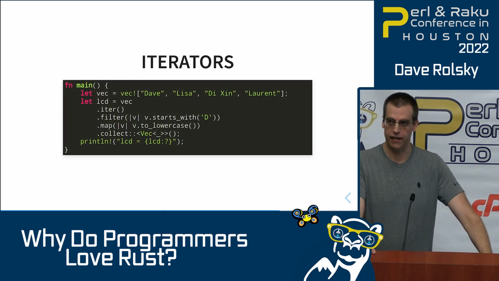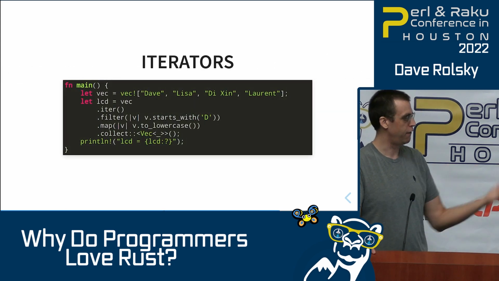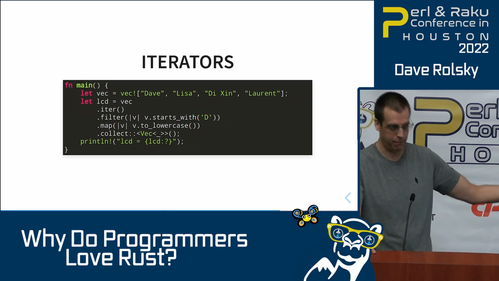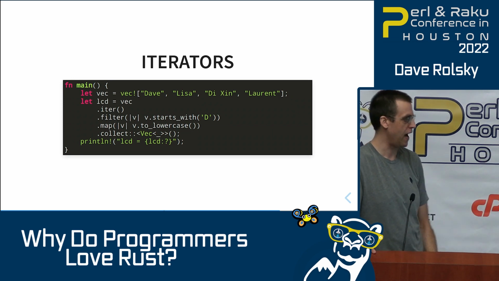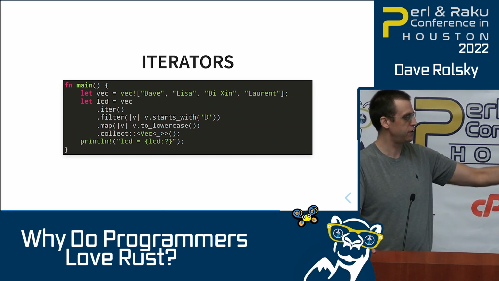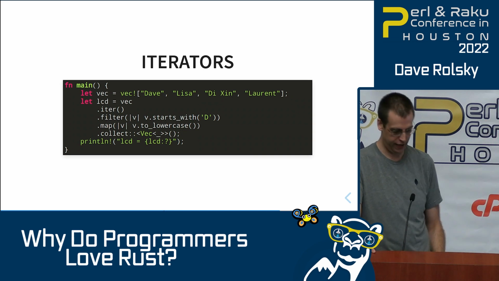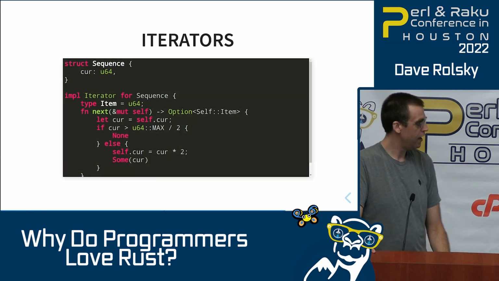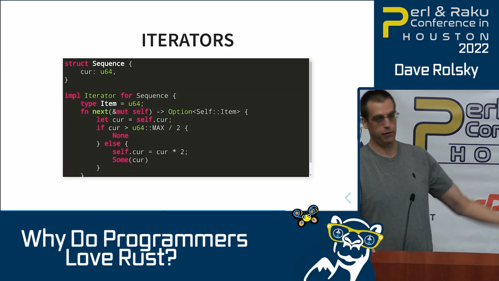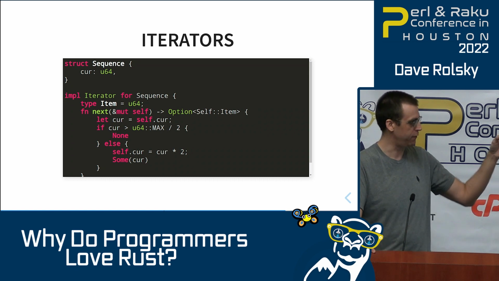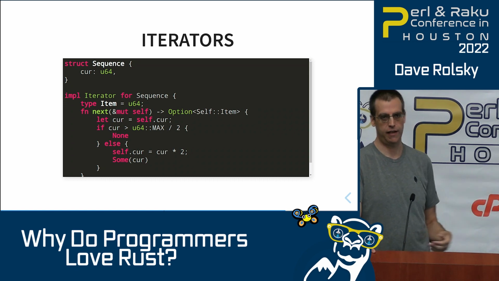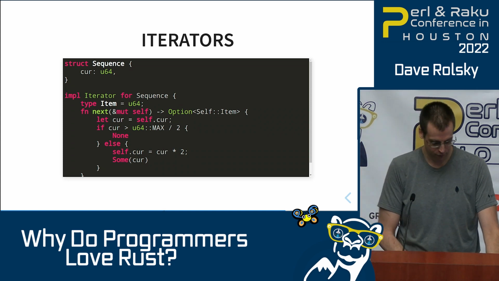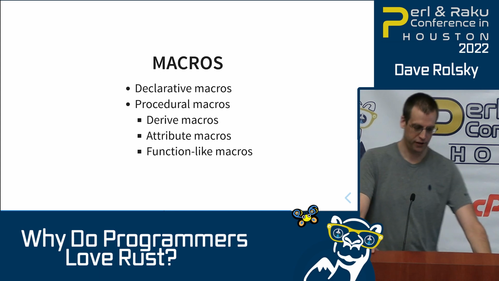I mentioned it has iterators built in. So we have a vec, and then we turn it into an iterator. We can filter, which is like grep in Perl. We can map, which is like map in Perl. Then we collect it back into a vec, and if we print this out, it'll have pulled out just the things that start with D, and it'll print them in lowercase. There's a whole bunch of these list comprehension methods built in. You can also implement our own iterators. So we have a struct sequence, and then we implement iterator. All you have to do is implement this next method. I'm going to speed up a little because we're getting close to time. I have a bunch more to cover.